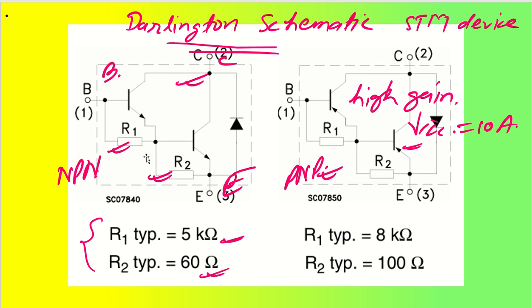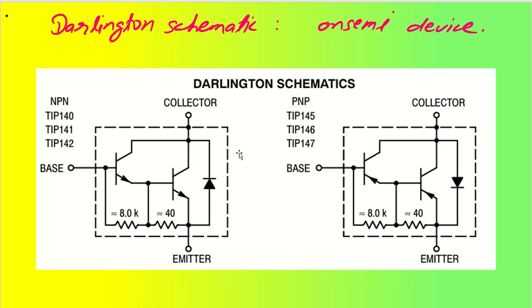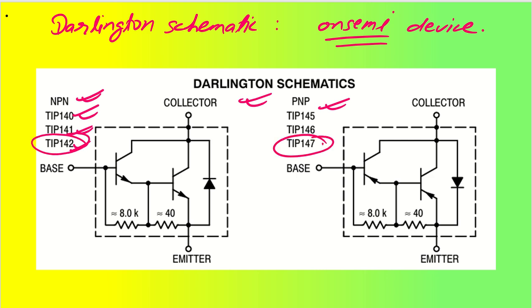Same kind of schematic is there from one more manufacturer. If we talk about, let us say, an onsemi device, in the onsemi device it is also the same fashion. One is NPN type, another one is PNP type. As you can see, we have other devices as well, like TIP140, TIP141, TIP142. Basically the voltage ranges change for each one of the transistors. So our main aim is to understand TIP142 and TIP147.